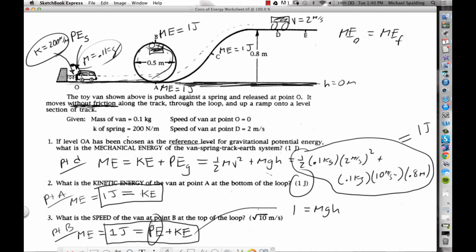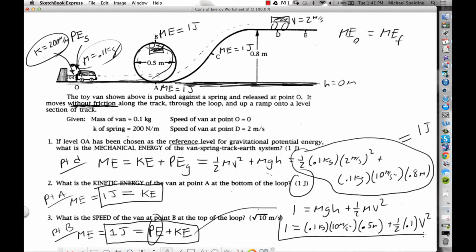mgh, that's for potential, plus 1/2 mv squared. So let's plug in. So 1 is going to equal, m is 0.1, g is 10, h is 0.5, plus 1/2 times 0.1 times v squared. Guys, what's the only thing missing in this equation? V. So solve that for v. You get square root of 10.